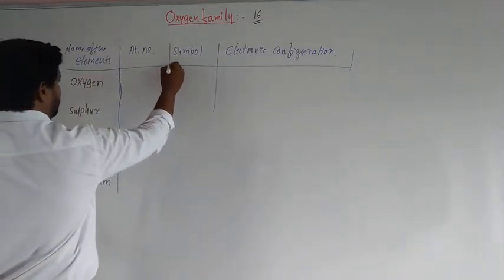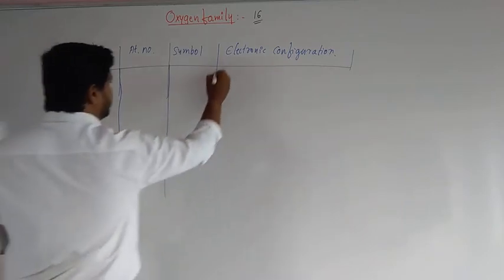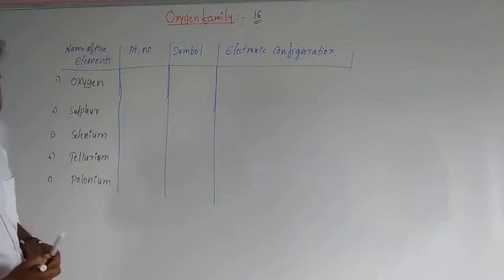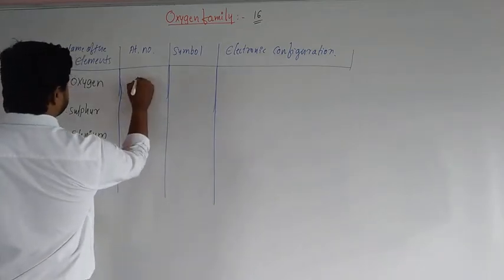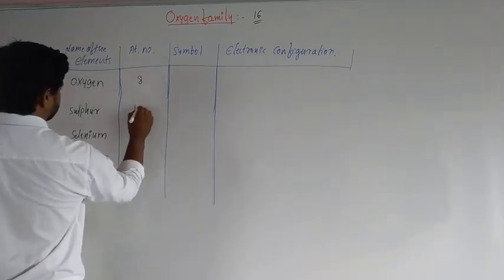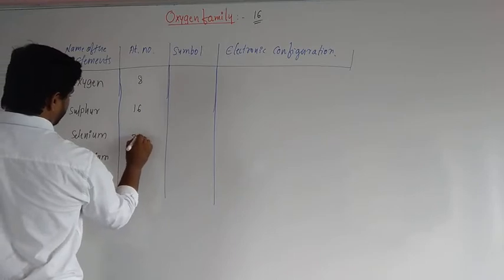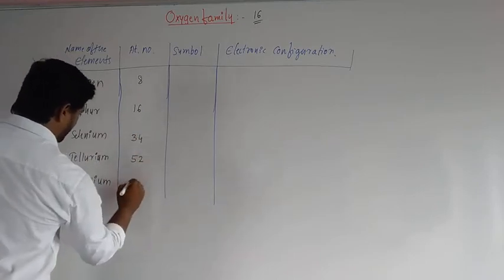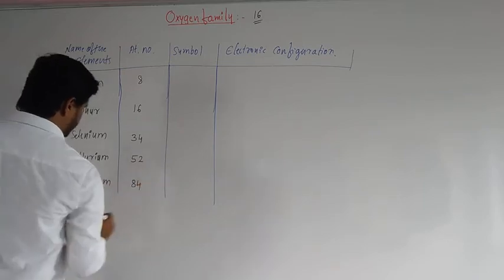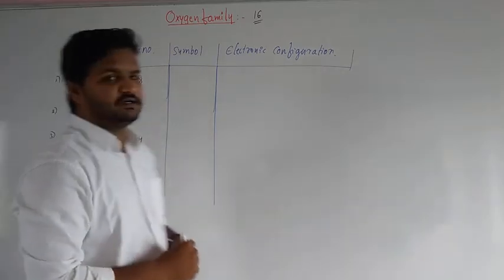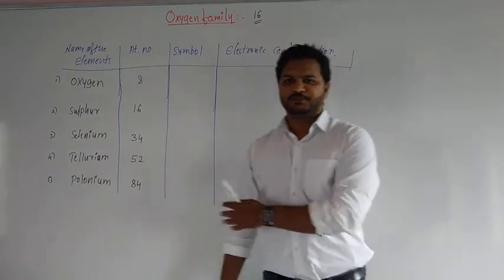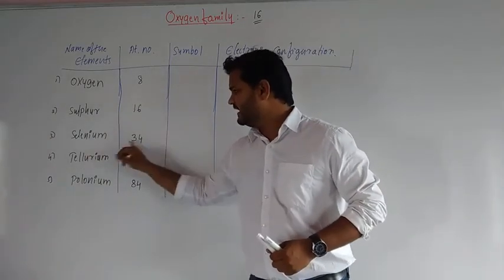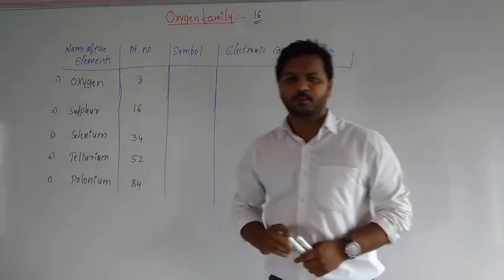and atomic number of that respective family members, atomic numbers. Oxygen atomic number is, students, 8, sulfur 16, selenium 34, tellurium 52 and polonium 84. So these are the respective atomic numbers of group 16 family members: oxygen, sulfur, selenium, tellurium and polonium.